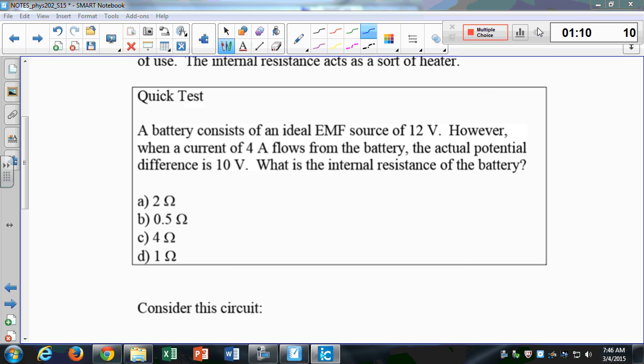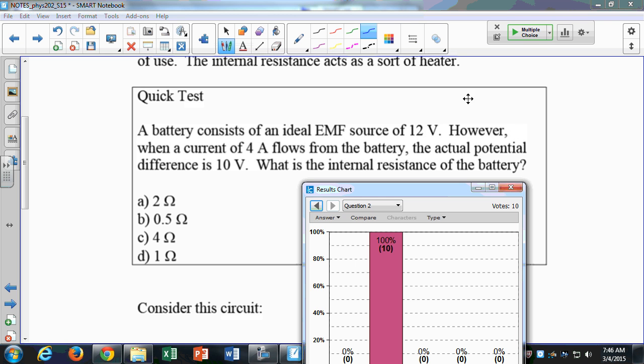Just a few more seconds. I'll stop at 115. 115. All right, very good. B is the right answer.